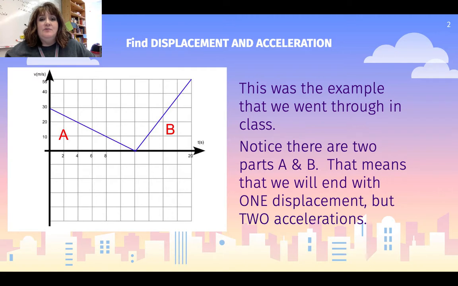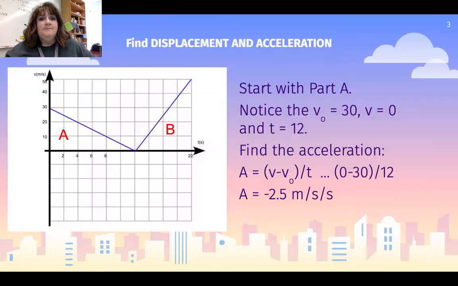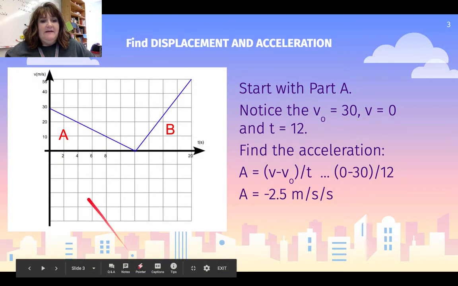Notice again that there are two parts to it. That means that we'll end up having one overall displacement, but two different accelerations. And I said in class, think of it as slowing down and then speeding back up quickly. Okay? So notice in part A, and go get my handy dandy pointer.